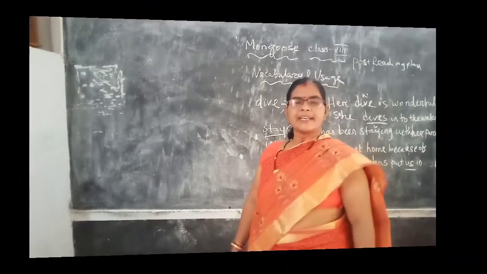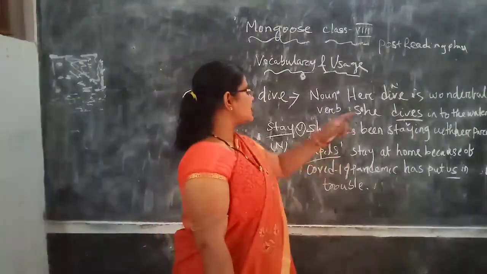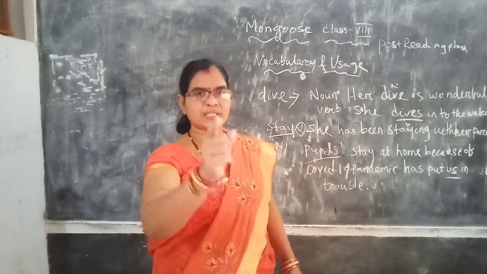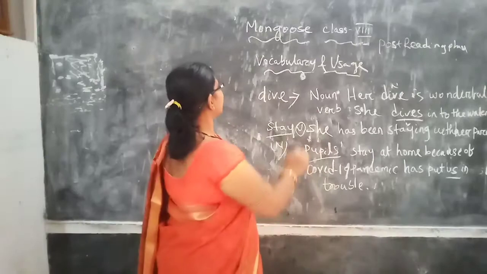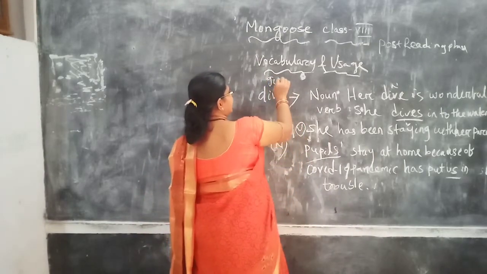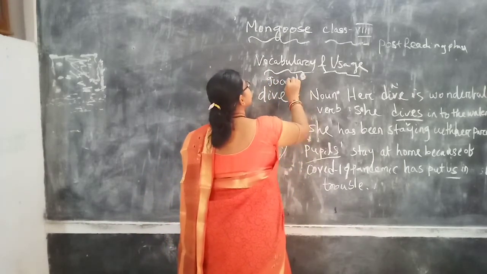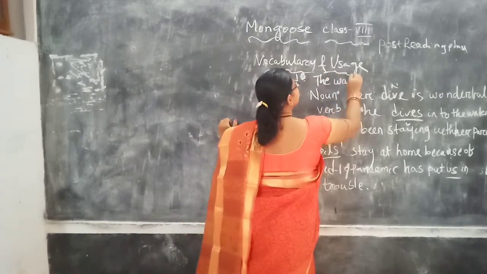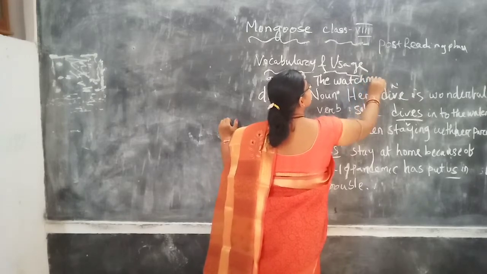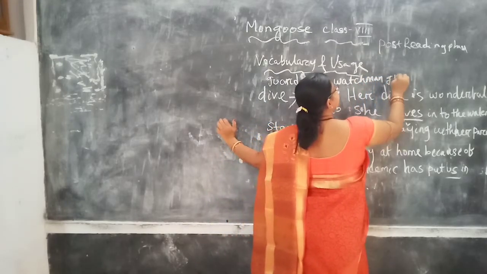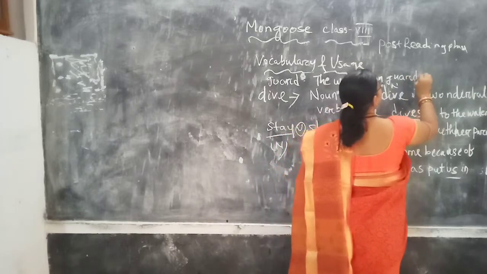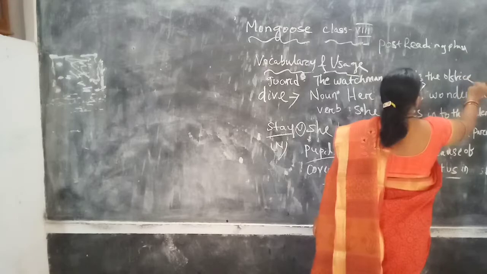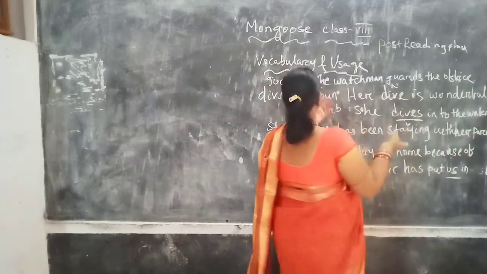Like this, guard, you can make. He guards at the gate of the office. Who? The watchman guards. Who guards near the office gate? The watchman guards. Like this you can take guard. G-U-A-R-D. The watchman guards the office. Guards the office at the gate.